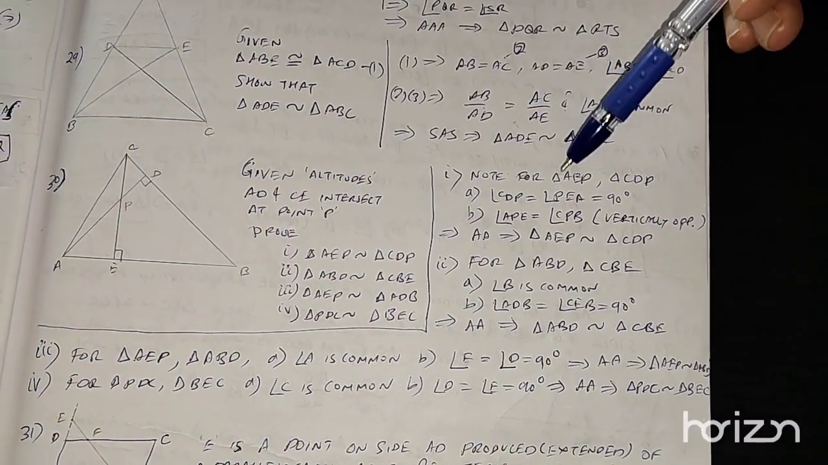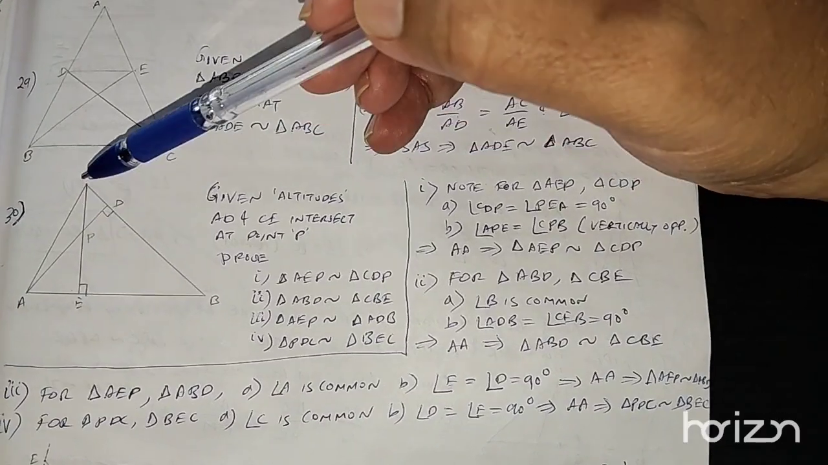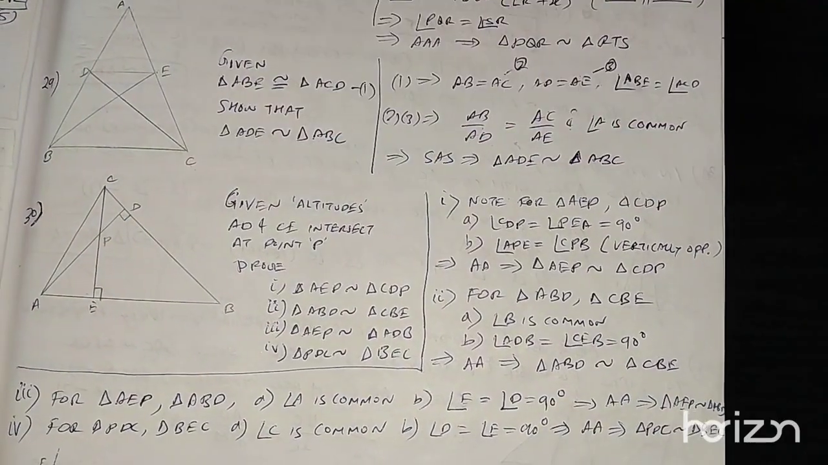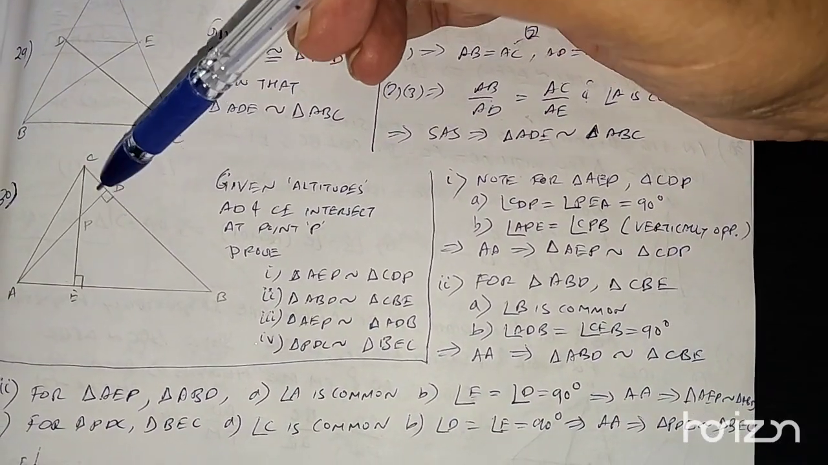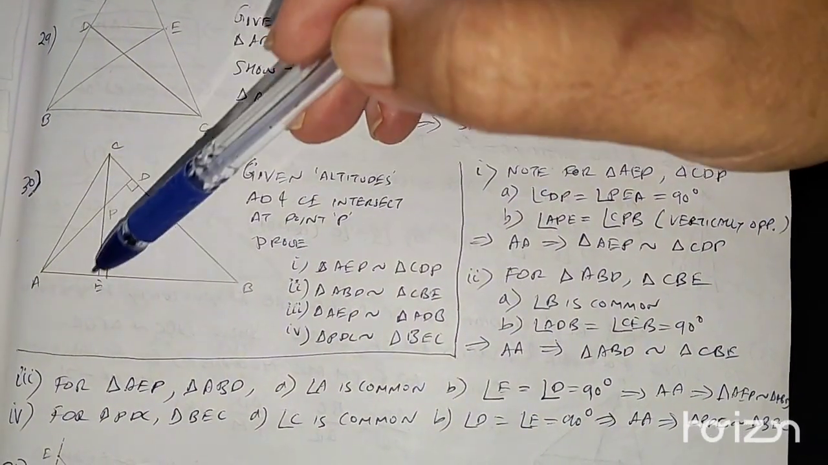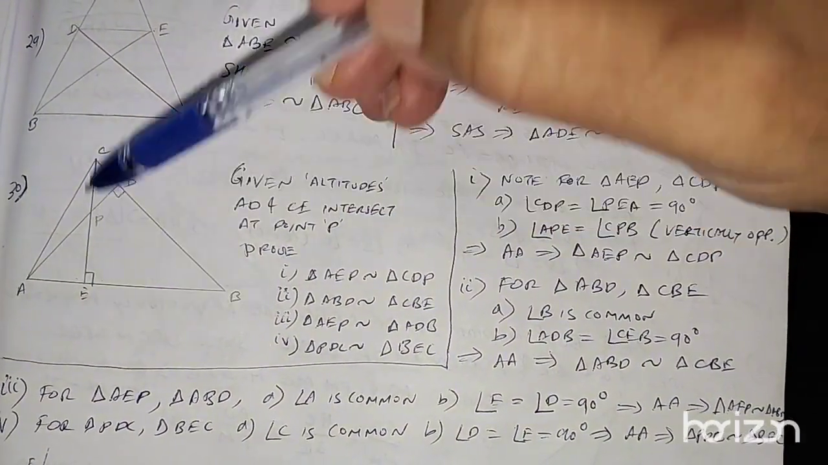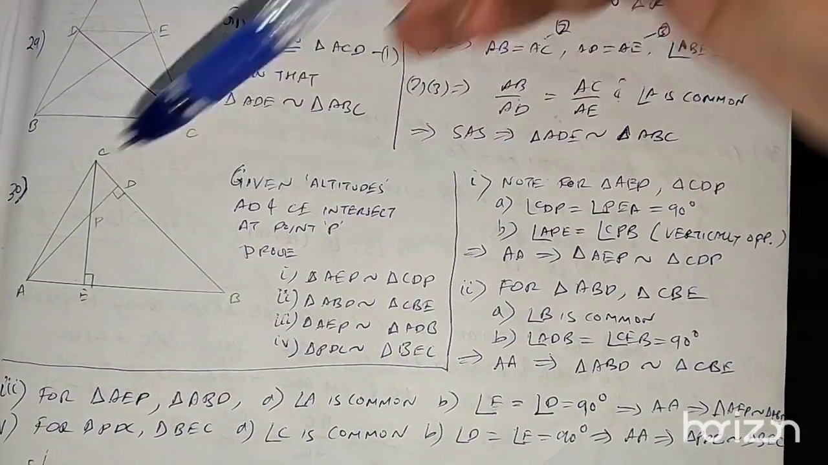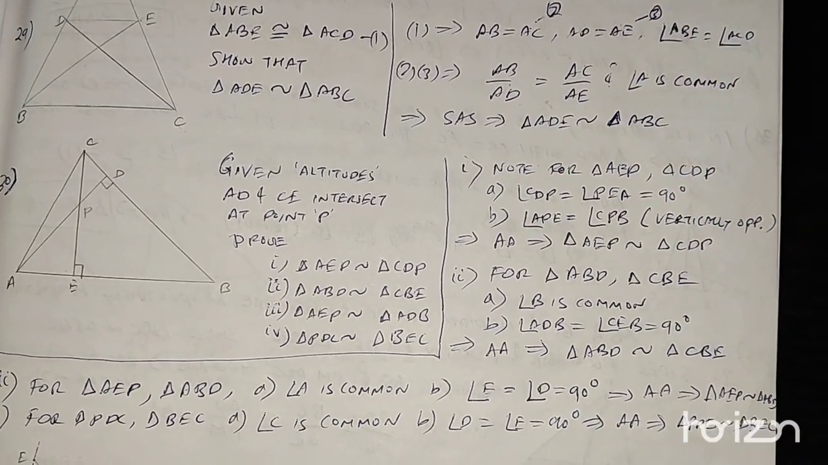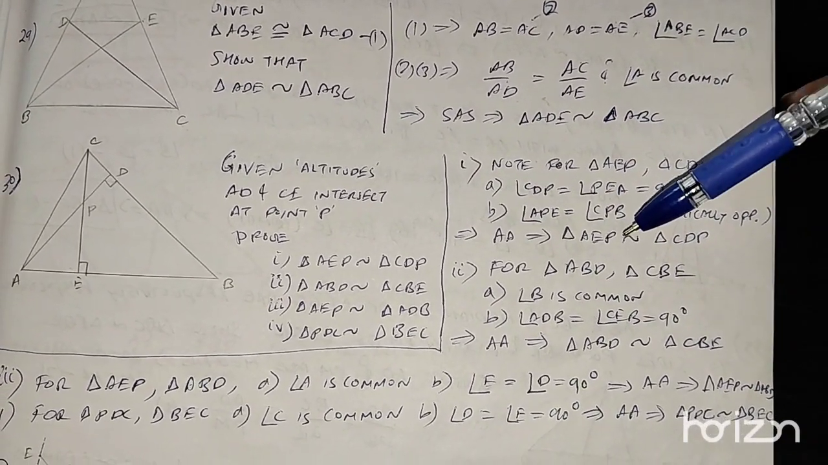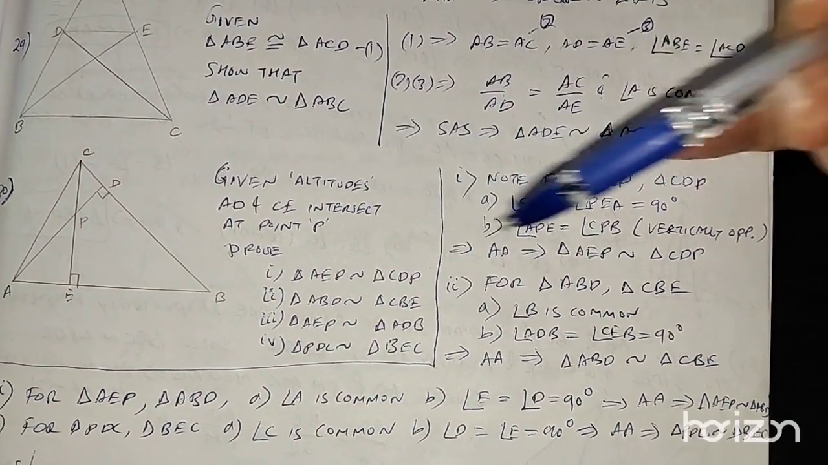So how do we prove that? Note, for triangle AEP and CDP, these are two triangles. You have two 90 degrees, right? So for this triangle you have a 90 degree here. For this triangle you have a 90 degree here. And APE and CPD are the same because they are vertically opposite angles. So by AA theorem, AEP is similar to CDP. So that is one proof done.